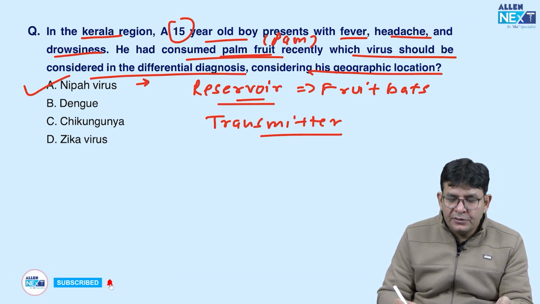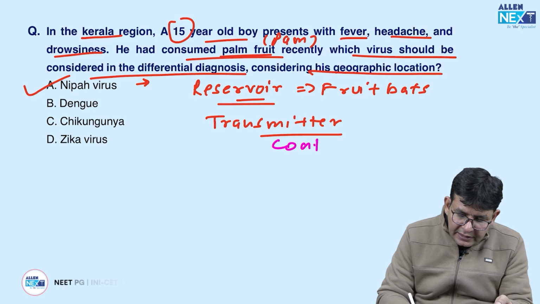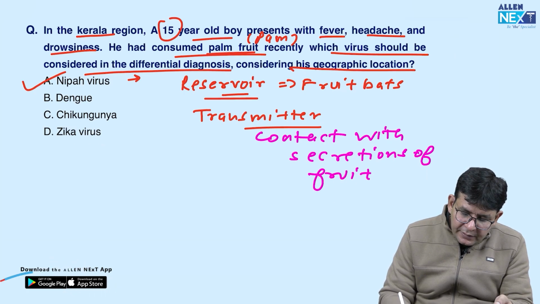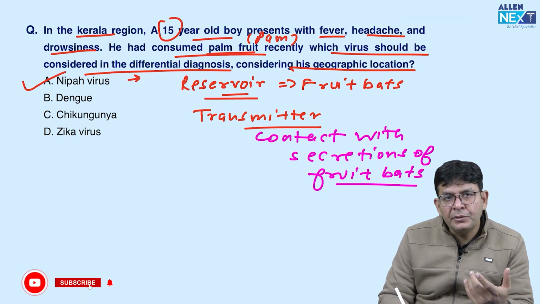Like, how does it transmit? So contact with the secretions of the fruit bats. Fine. Which secretions of the fruit bats? Mostly urine.